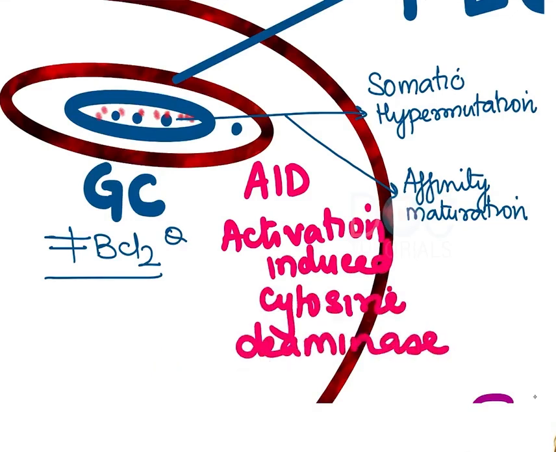Okay, activation induced cytosine deaminase, AID. This enzyme helps in proper somatic hypermutation of the B lymphocytes. So what did you learn?